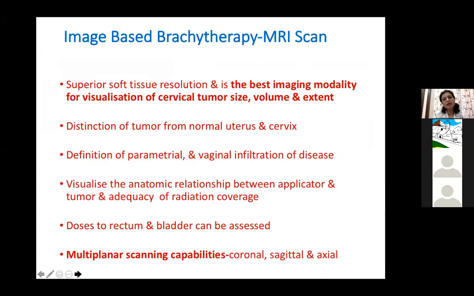So the modality of choice for image-based brachytherapy is basically MRI. That is because it has a superior soft tissue resolution, and it is the best modality for visualizing the cervix, the tumor size, and of course the volume and the spread of the tumor. Also, it gives us the distinction between the cervix and the uterus, which is not usually possible with the CT scan. We have better information about the parametrial and the vaginal infiltration, which is best assessed by clinical examination rather than a CT scan, as compared to an MRI.